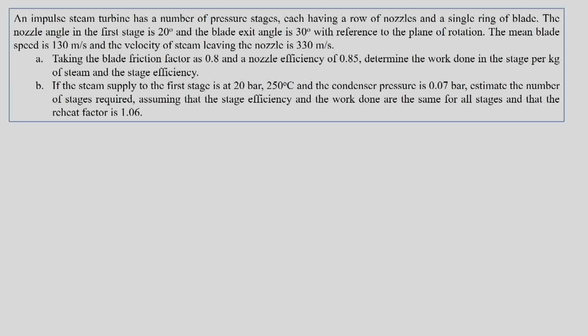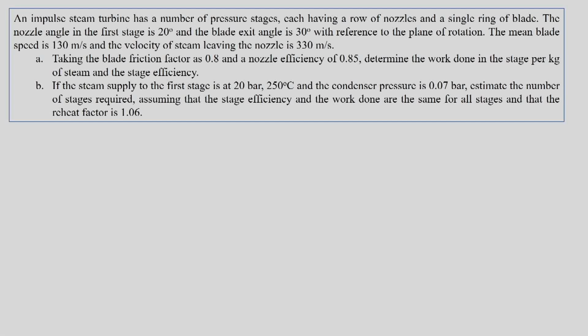We will move ahead with the next example, and it reads that an impulse steam turbine has a number of pressure stages, each having a row of nozzles and a single ring of blades. The nozzle angle in the first stage is 20 degree and the blade exit angle is 30 degree with reference to the plane of rotation. The mean blade speed is 130 meter per second and the velocity of the steam leaving the nozzle is 330 meter per second. Taking the blade friction factor as 0.8 and nozzle efficiency as 0.85, determine the work done per stage per kg of steam and the stage efficiency.